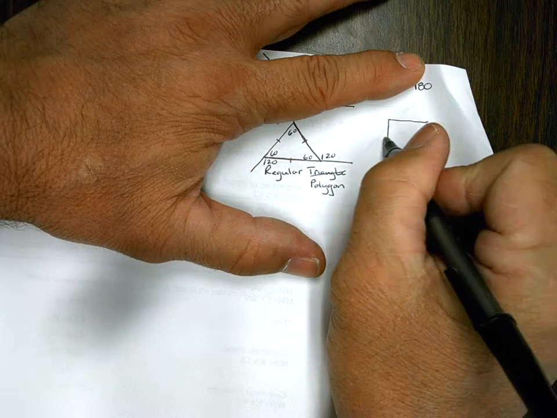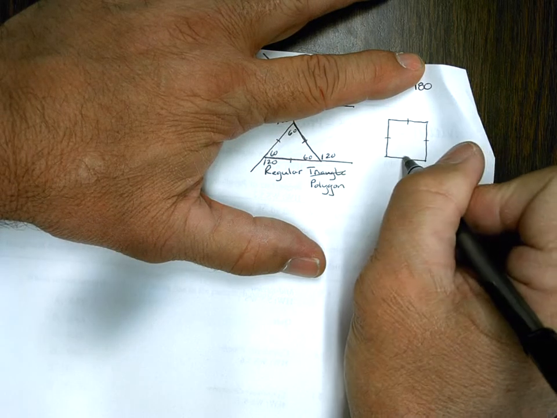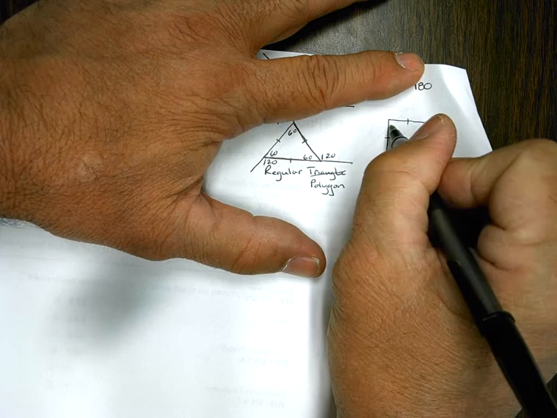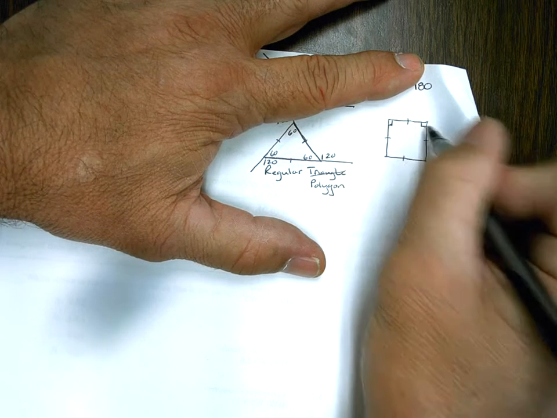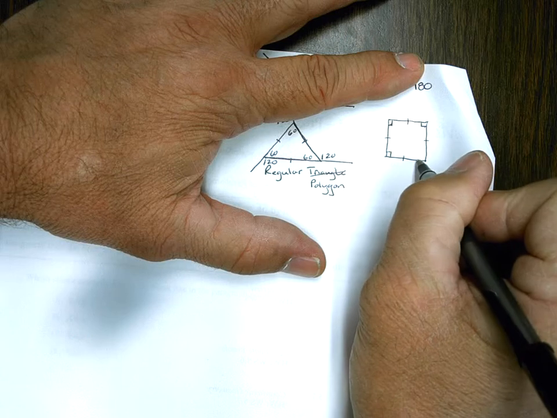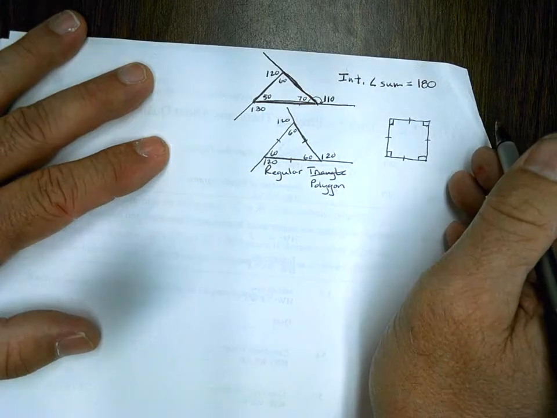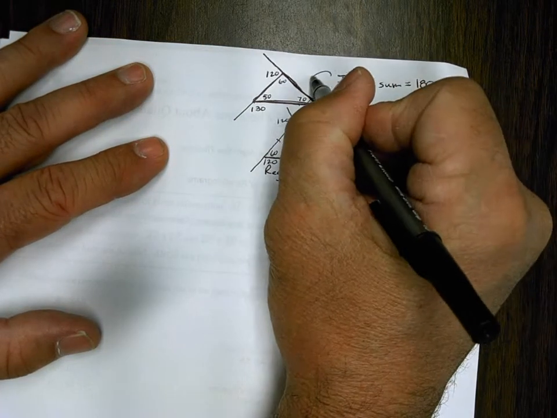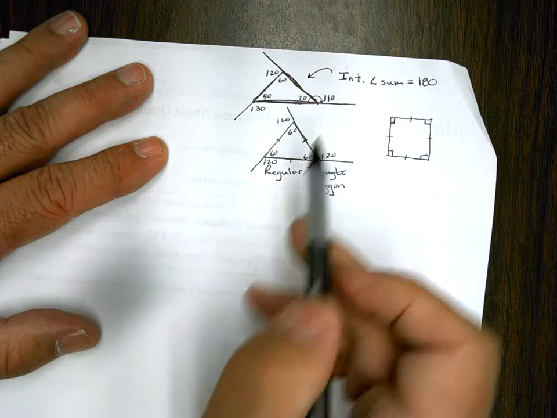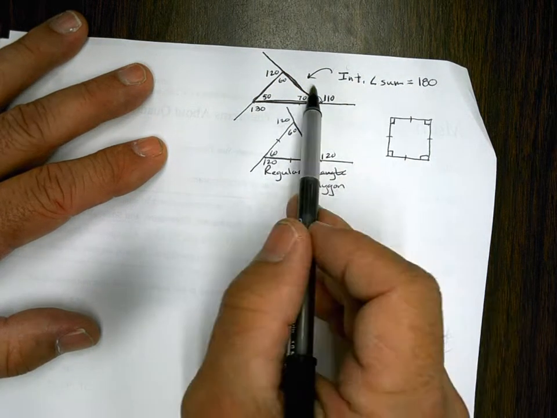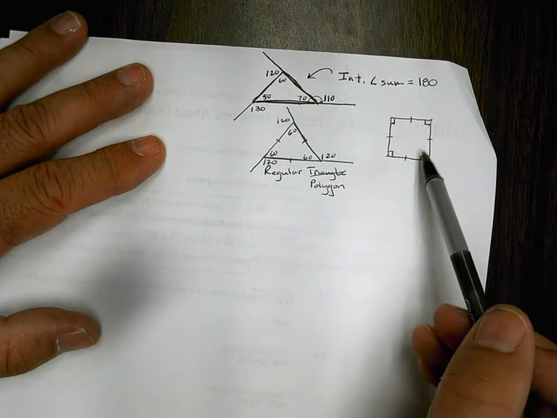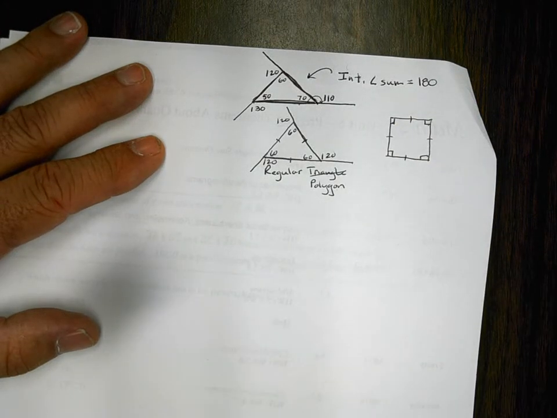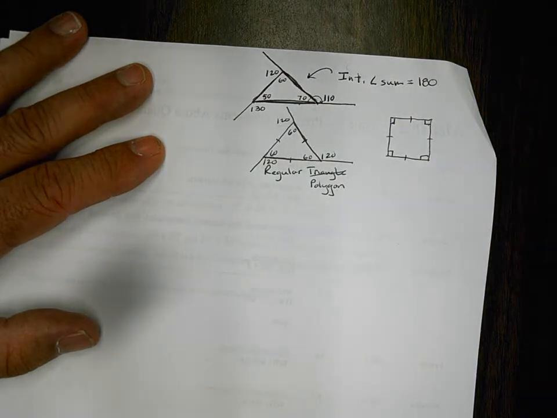And a square has 4 equal sides. And it has 4 right angles, doesn't it? So let's talk about, we have the interior angle sum of a triangle is equal to 180. What's the interior angle sum of a square? What's 4 times 90? 360.